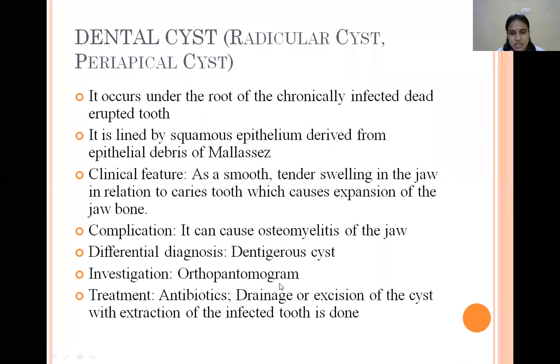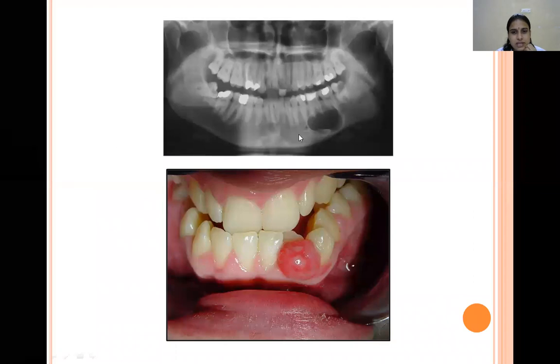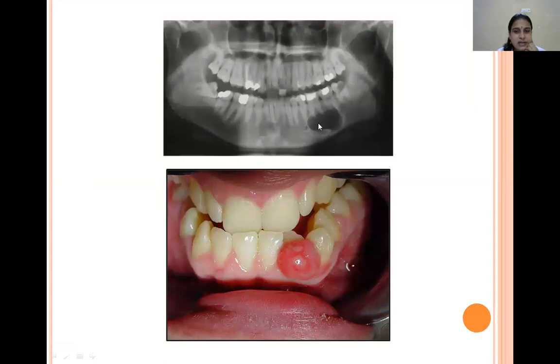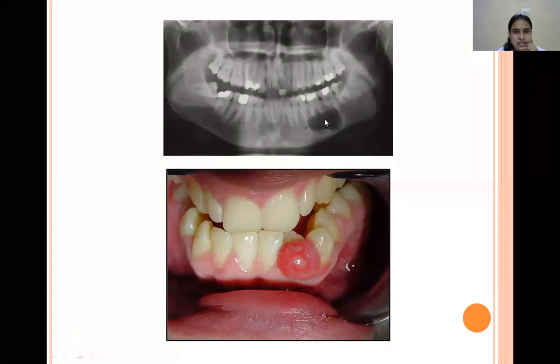Investigation again, OPG. Here you get to see the absence of the unerupted tooth on the OPG. So it's a simple cyst without the presence of a tooth inside it. Okay, this is a differentiating finding in a dental cyst from a dentigerous cyst. Here you can see this swelling in relation to the tooth, which seems to be infected also.